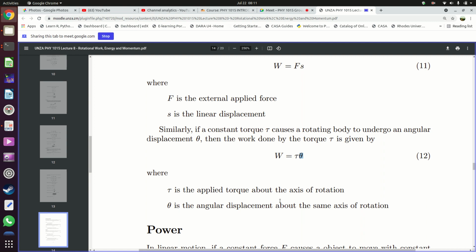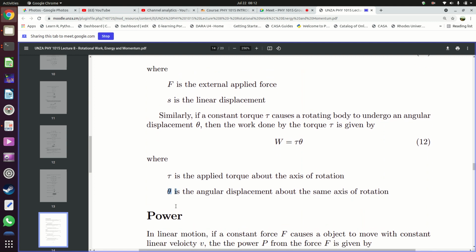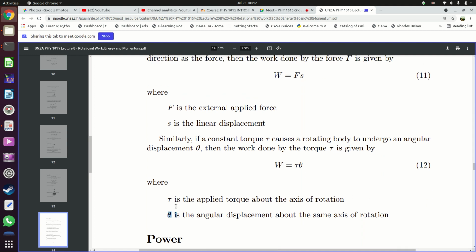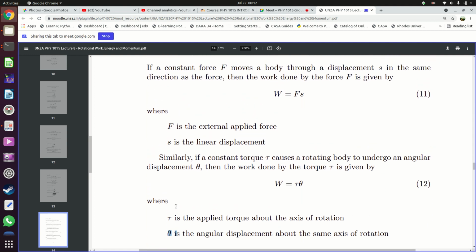Are we clear? So in this case, you apply a torque about an axis of rotation. This torque needs to cause this particular object to spin. If there is no spinning, then there is no torque because there is no turning effect. And you have to measure how much angular displacement this particular object is going to spin. So basically that's what rotational work is. Are we clear?